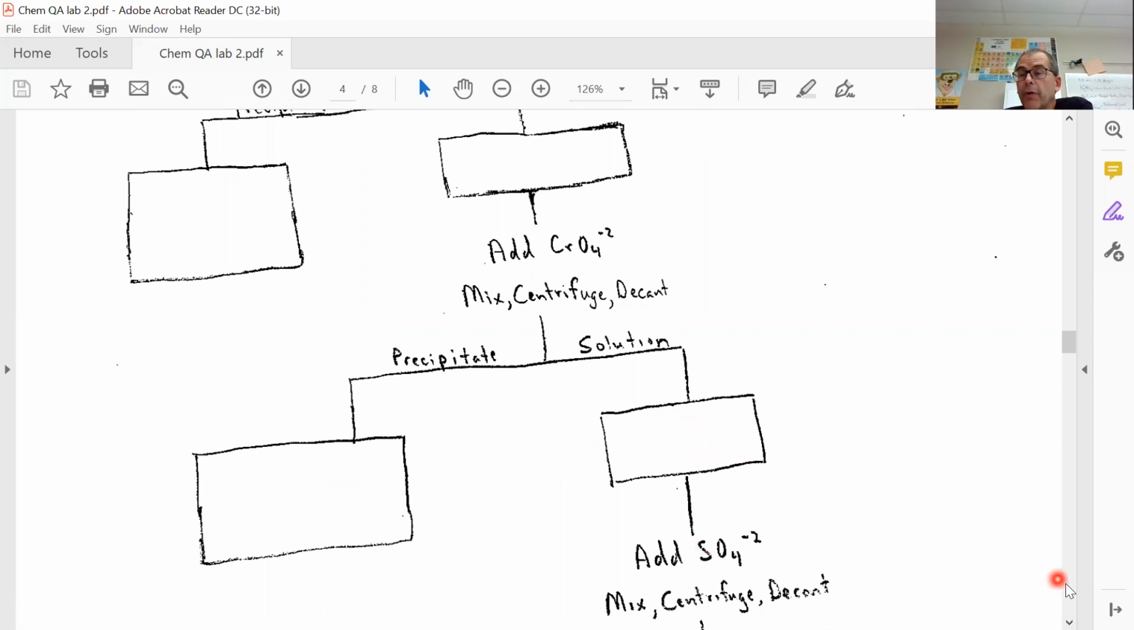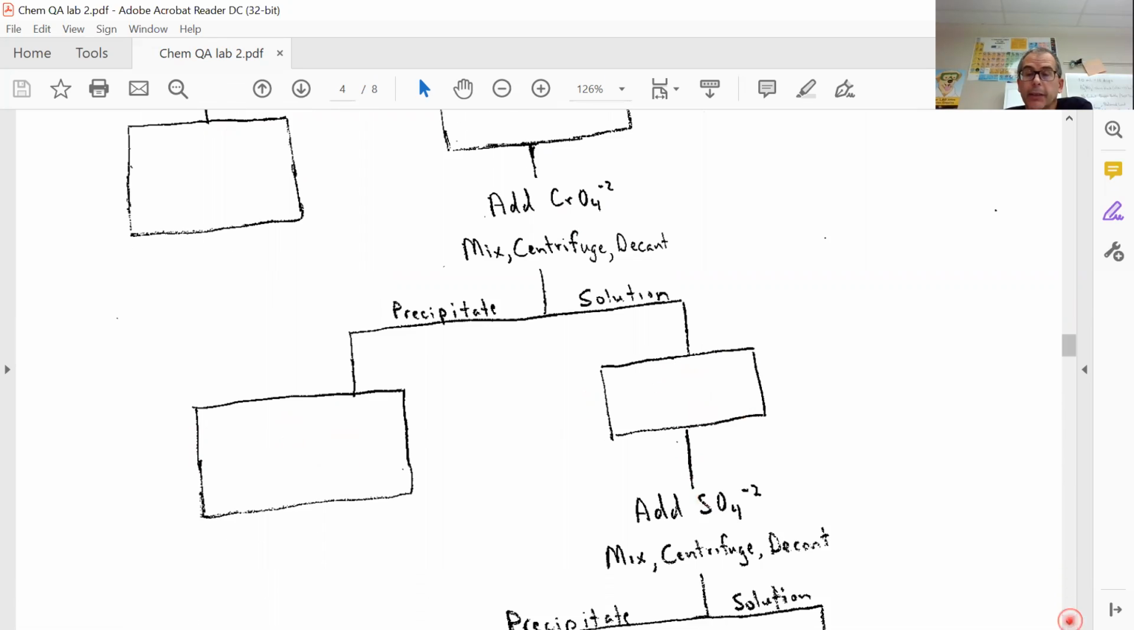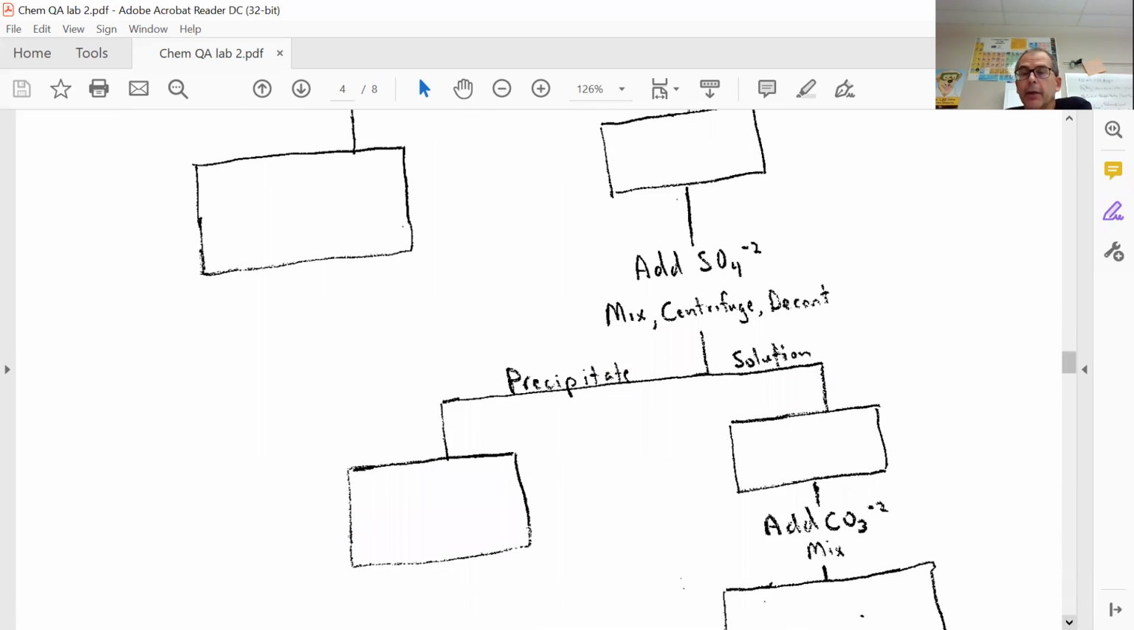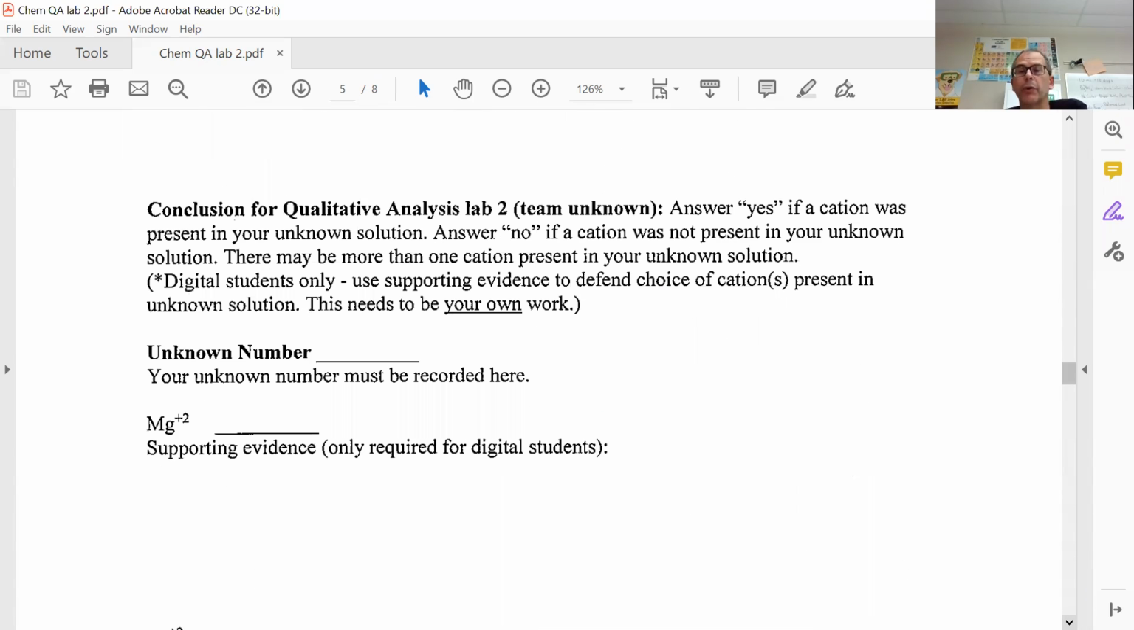And I add SO4 2-. If I get a precipitate, that would be a positive test for this ion here. If I don't, it's a negative test for this. If I get a positive test for it, I have to centrifuge, decant, and skim off the liquid. If not, I can just go straight to adding CO3 2-, and that checks for the last ion. So you're going to be following that flow chart, which we explained in a previous video.